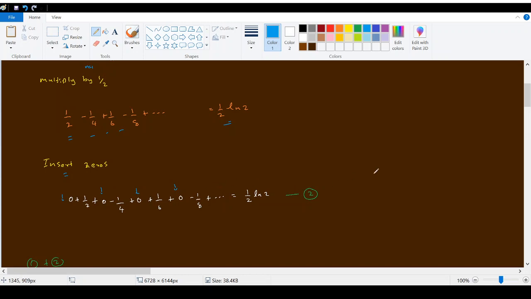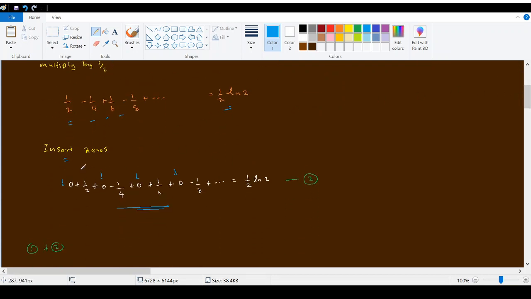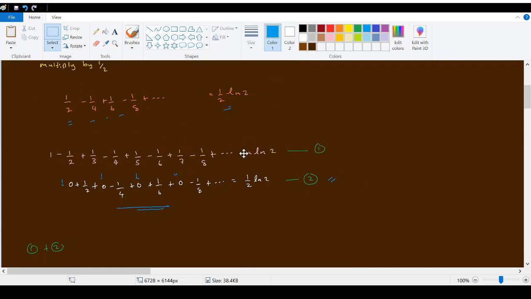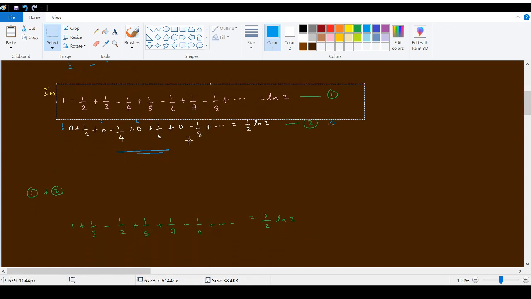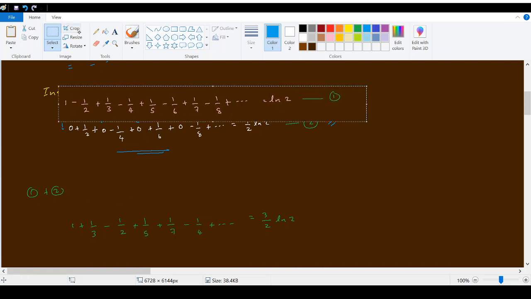And then we add this one to the initial series. So we add the new series multiplied by half to the original series that we started the problem with. So it will be this, and we are adding these two things together. When you add the two series together, if you just add the terms together, you will get this one.